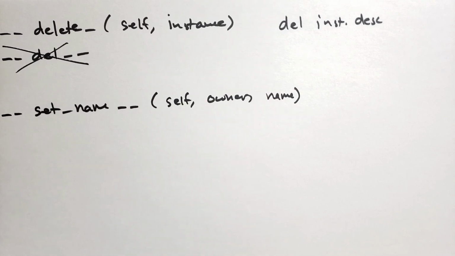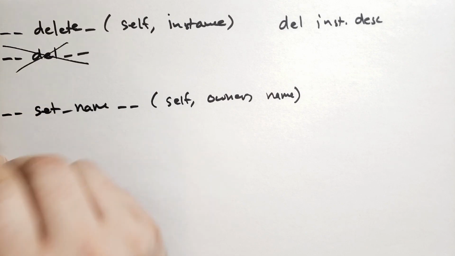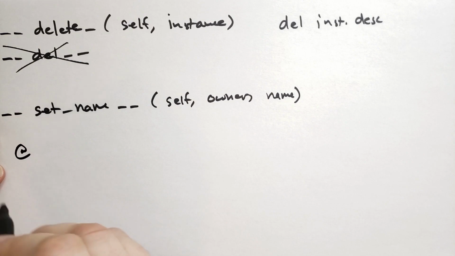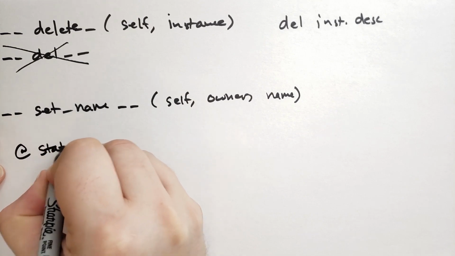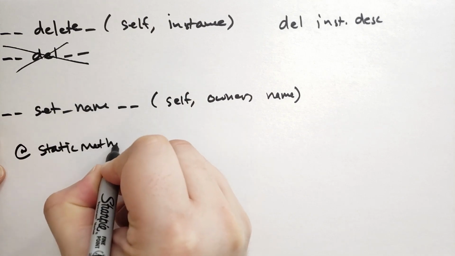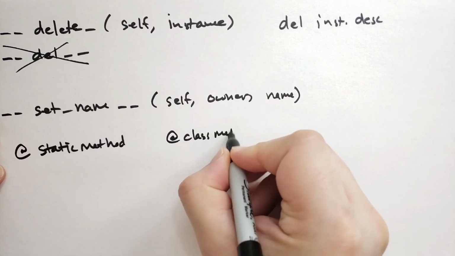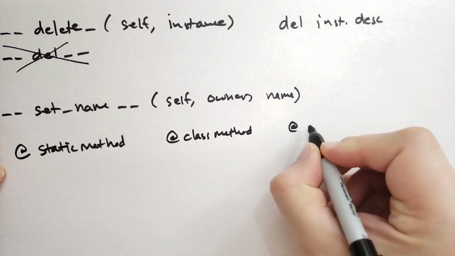At this point, I want to mention the 3 built-in descriptors that you'll see a lot, and I'm going to use them in the decorator syntax. So the first one is static method. The next one is class method. And the last one is property.